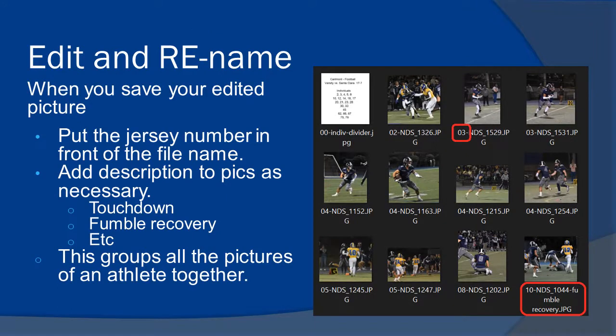Edit and rename. When you save your edited pictures, put the jersey number in front of the file name. On the right, you can see the red square around 03. So that is putting 03 in front of the file name so you can find all the pictures for player 3. So at the end of the year, when the athletic director says, I need pictures of number 3, you can easily find number 3's pictures all grouped together rather than trying to find them scattered all over the directory.